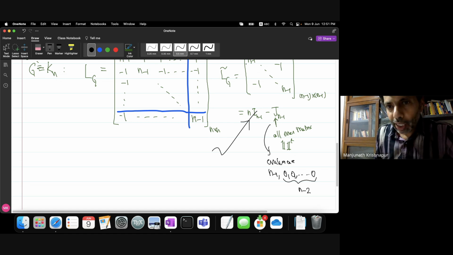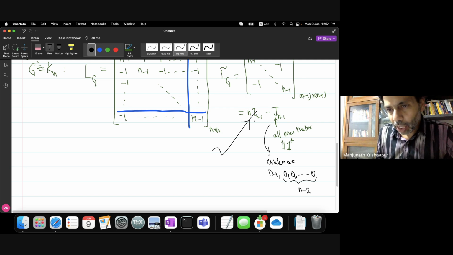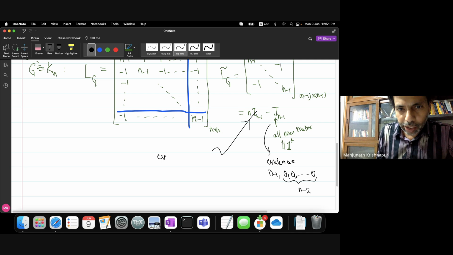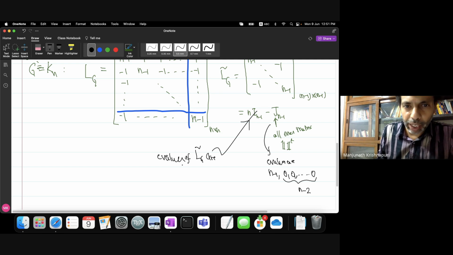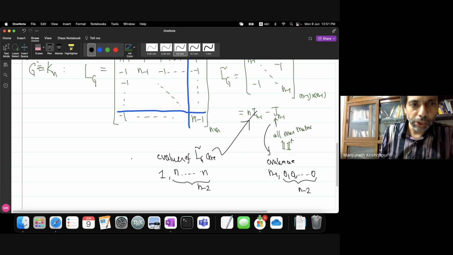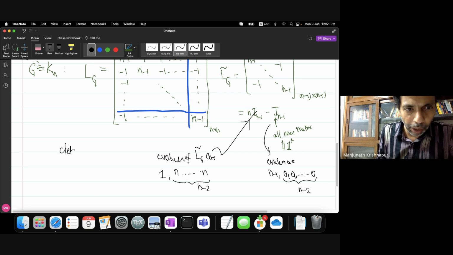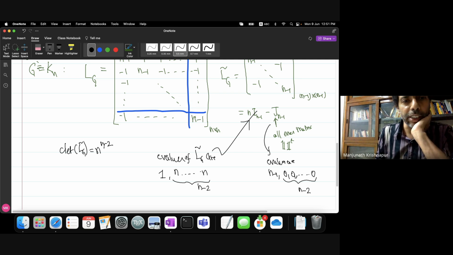Now, when I take n times identity, the eigenvalues are n, n, and I subtract. So the eigenvalues of this LG tilde are n minus the eigenvalues, because we are shifting by identity. So it will be 1, since n minus of n minus 1 is 1, and the rest are n, n, n, n, n. How many of them? N minus 2 of them. So the determinant of LG tilde will be the product of eigenvalues, which is n raised to the power of n minus 2. This is Cayley's theorem.